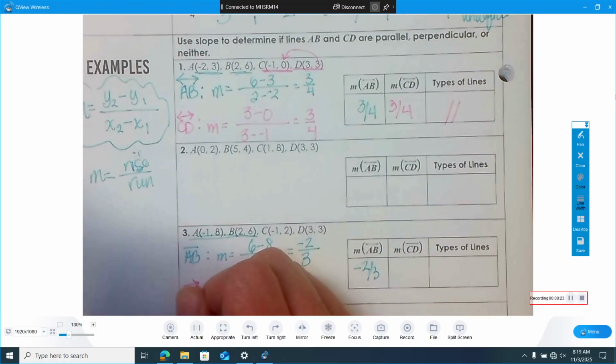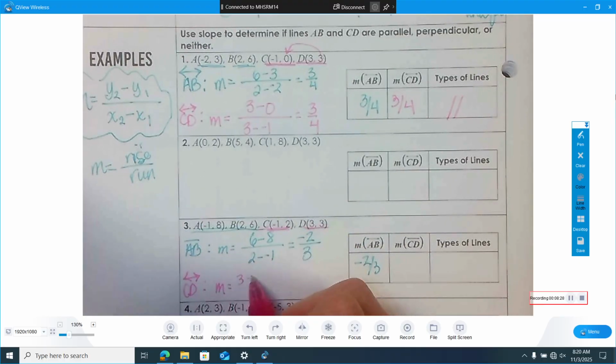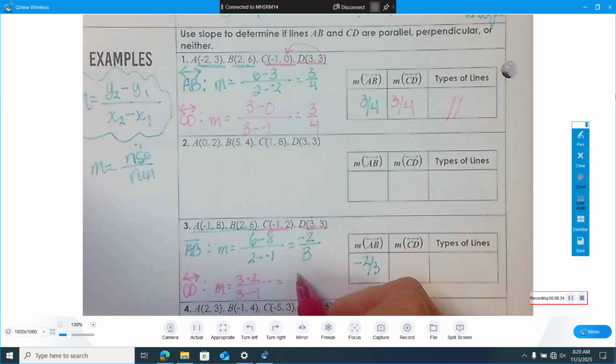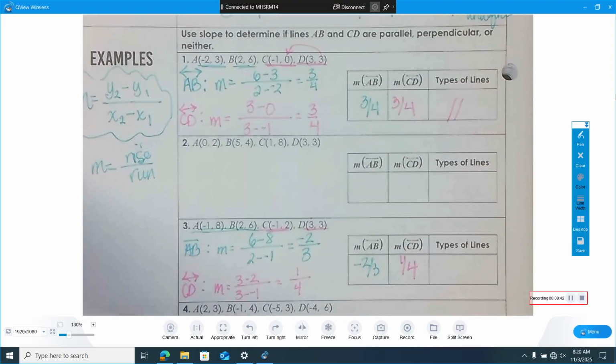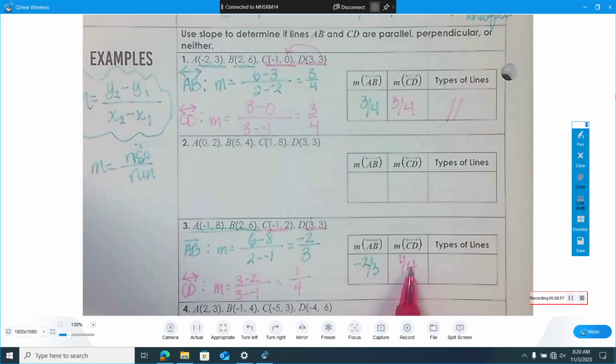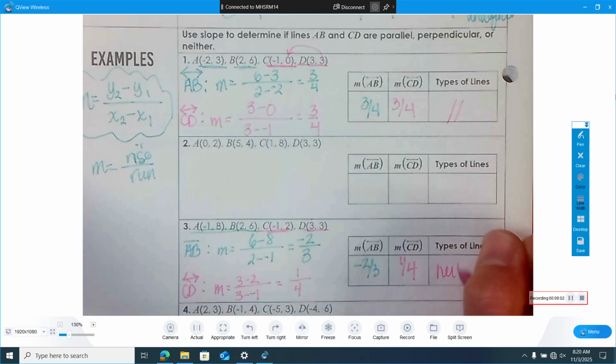And between C and D? Good. 3 minus 2 over 3 minus a negative 1. So 3 minus 2 is 1. 3 minus a negative 1 turns to plus, and we get 1/4. What are these? Parallel? Perpendicular? No, I think they're neither. If they were perpendicular and I have a slope of negative 2/3, what should the slope of CD be? 3 over 2. Yeah, it should be the opposite reciprocal. So this is neither. I fooled you.